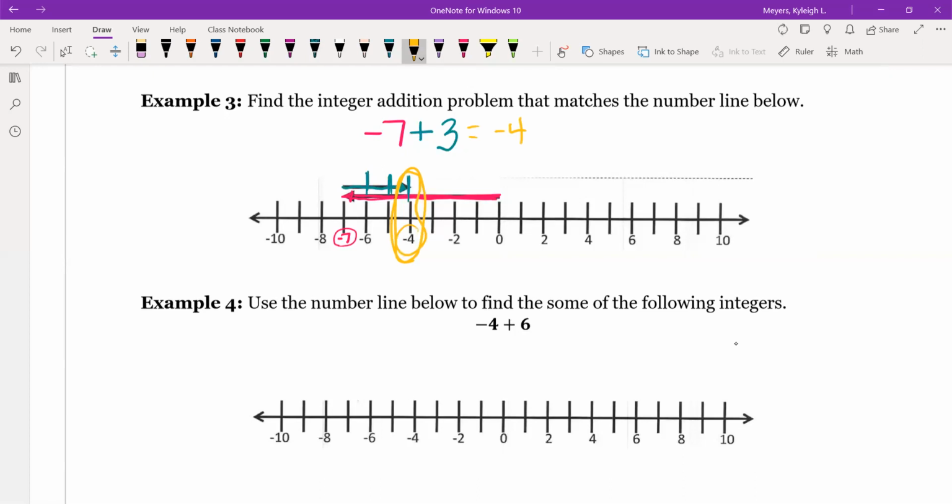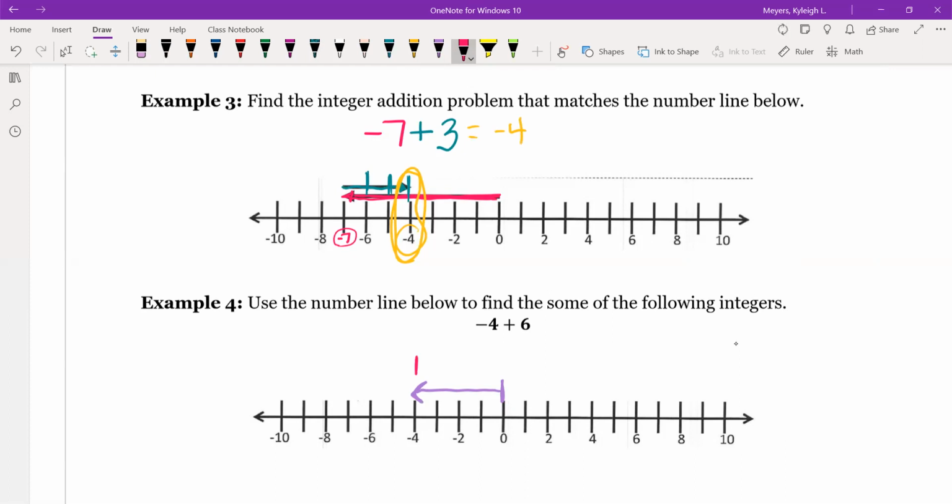So in this first one, we had to find the arrows, right? Figure out what the arrows were. In example 4, we want to draw the arrows. So we want to start at 0, and we want to go -4. So we want to draw our arrow to stop at -4. From there, we want to go from this arrow 6 in the positive direction.